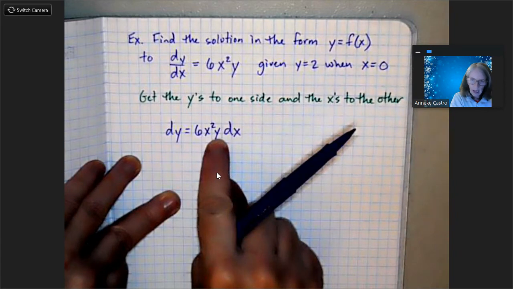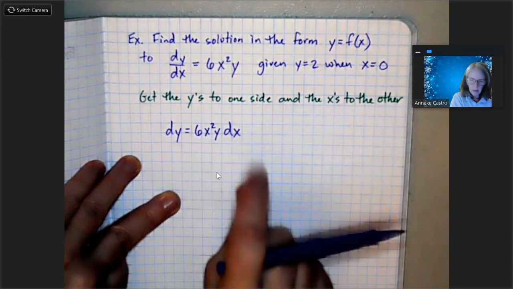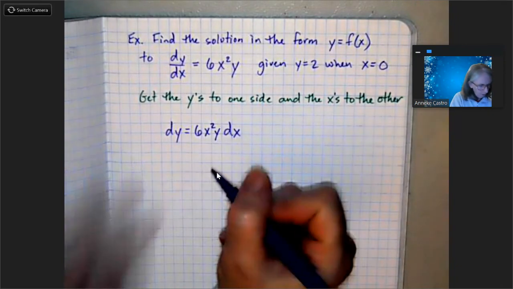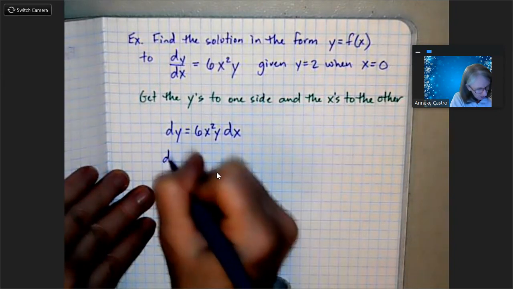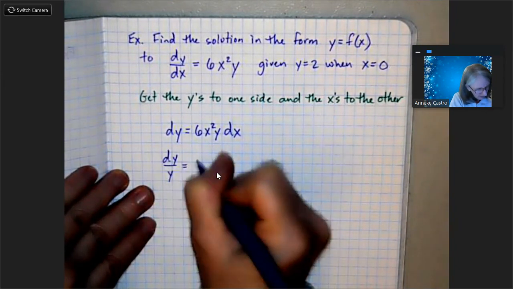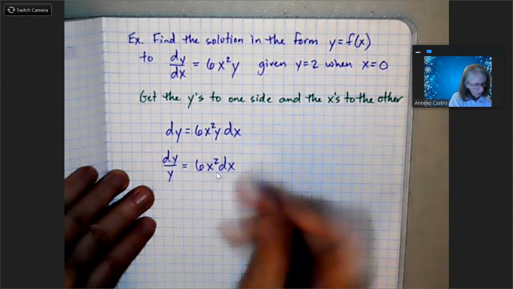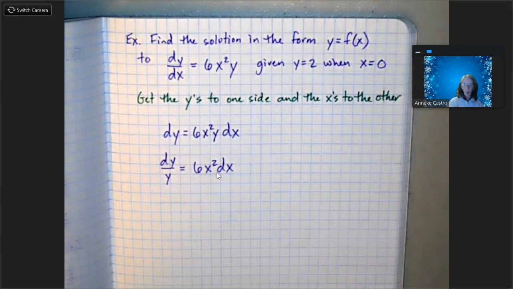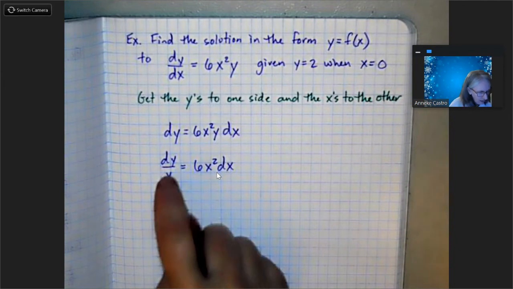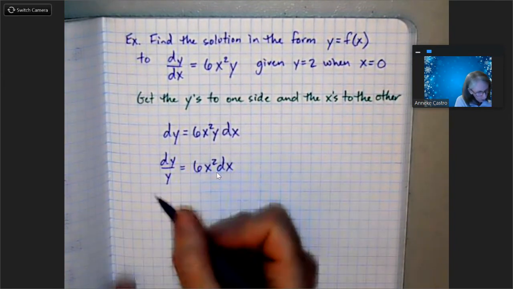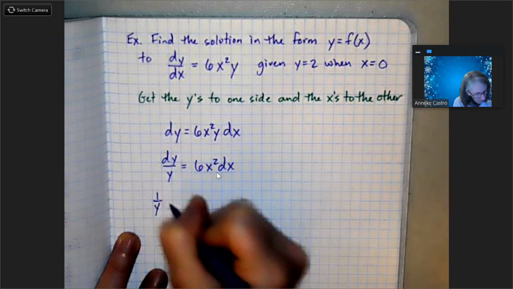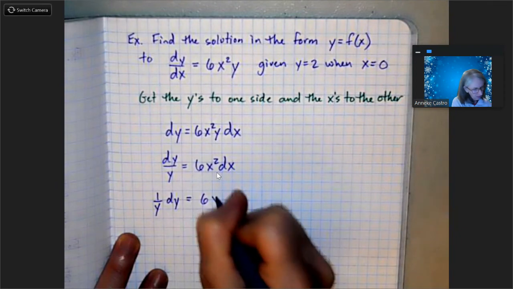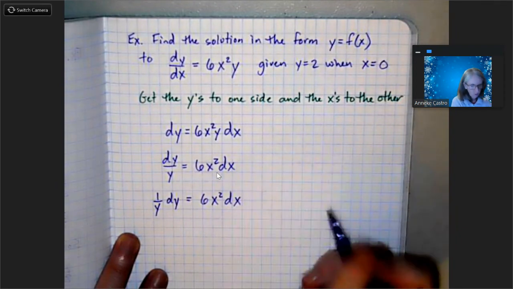Now I need to get rid of this y. Notice everything's being multiplied here, so I can't subtract the y. I have to divide by the y. So we're going to divide by y, and I end up with dy over y is equal to 6x squared dx. Now, the left-hand side is not how we want this written when we go to do the integral. That looks kind of weird. We don't want anything underneath the dy. So we're going to write this as 1 over y dy, because then we know how to take the integral of that. This side looks fine. We know how to integrate that side. That one looks quite normal.